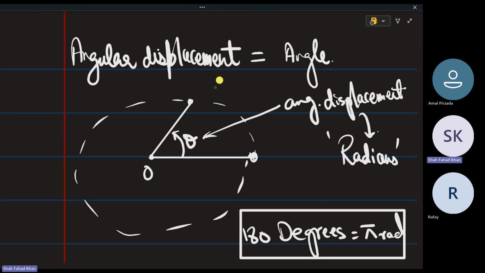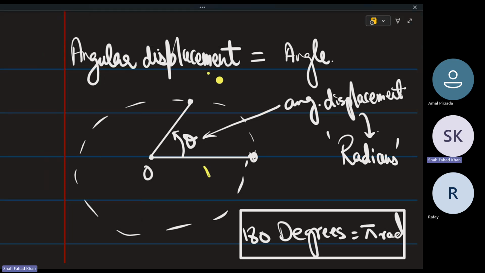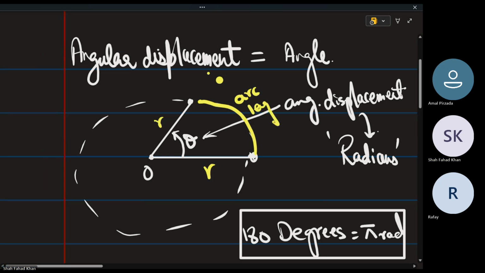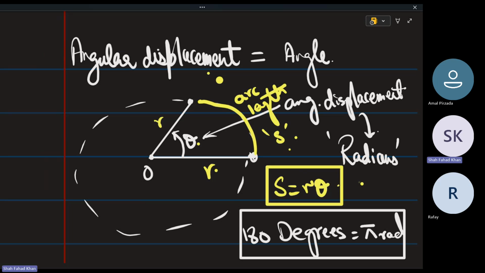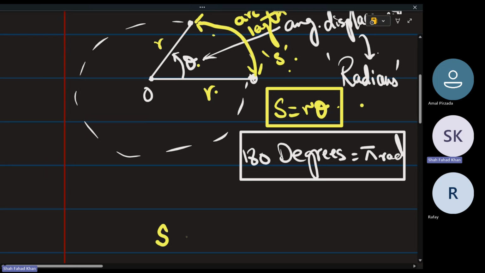Apart from that, you also need to understand that this is the radius of a circle. This is another radius, and this length which is covered right here is called the arc length, usually represented by the symbol S. There is a relationship between these three quantities: S equals r theta. Understood? S is the arc length, which is the linear displacement, because it's just the length being covered. So the linear displacement equals radius multiplied by the angular displacement.